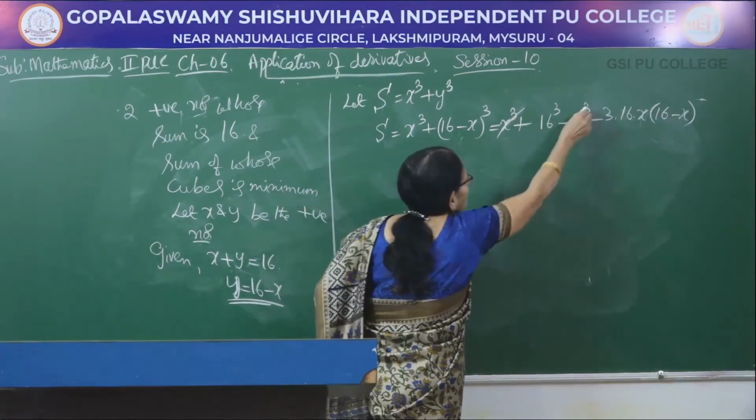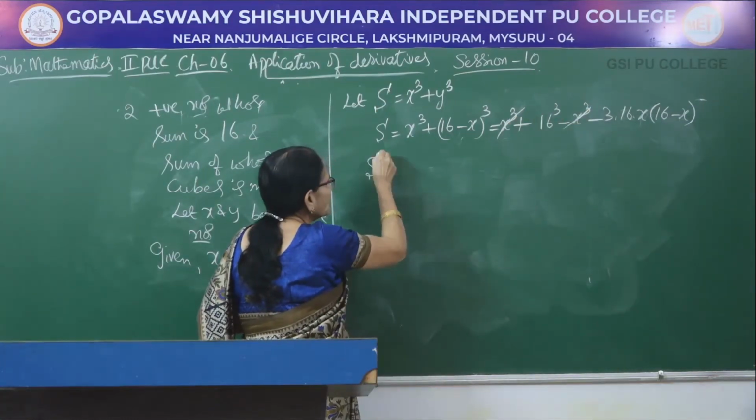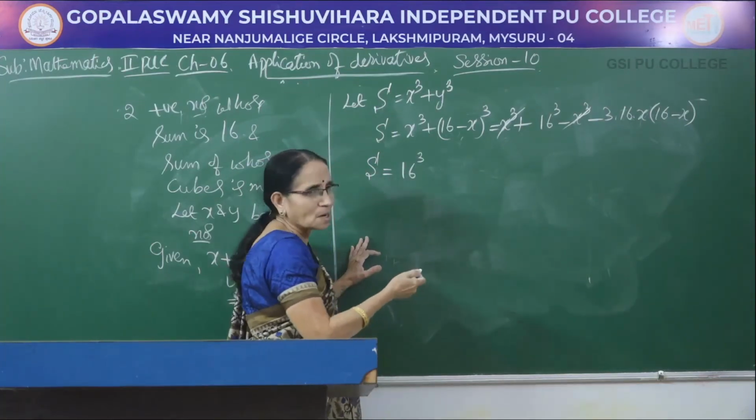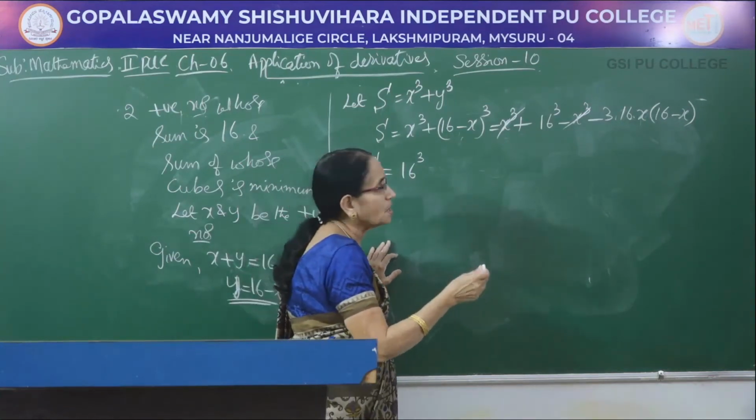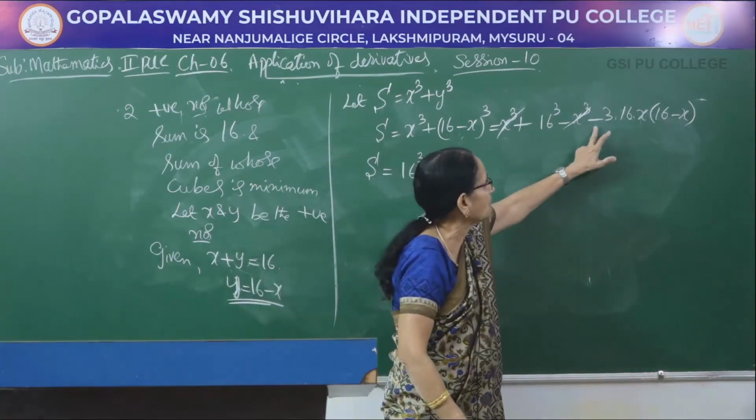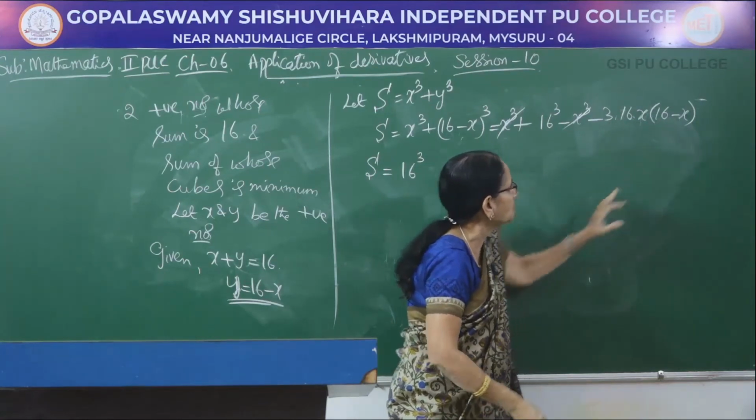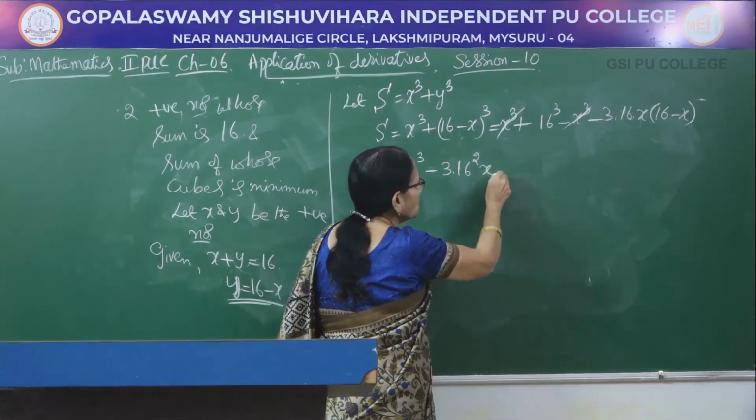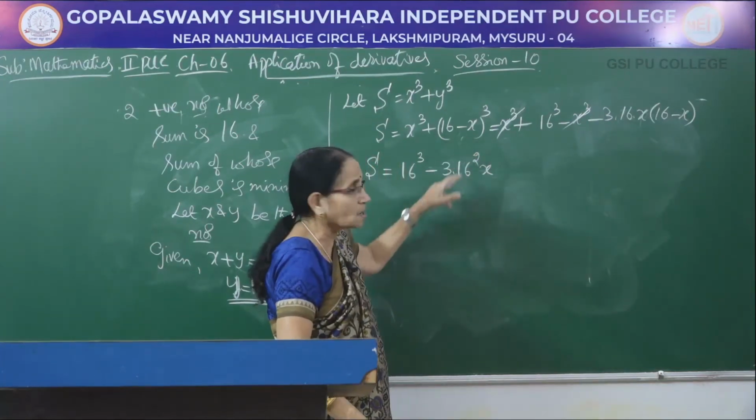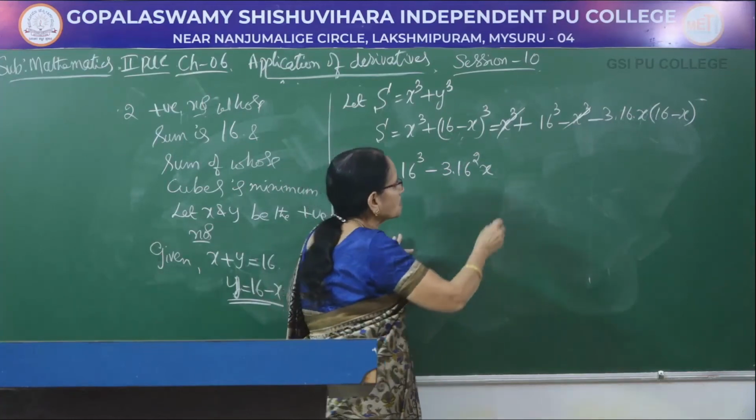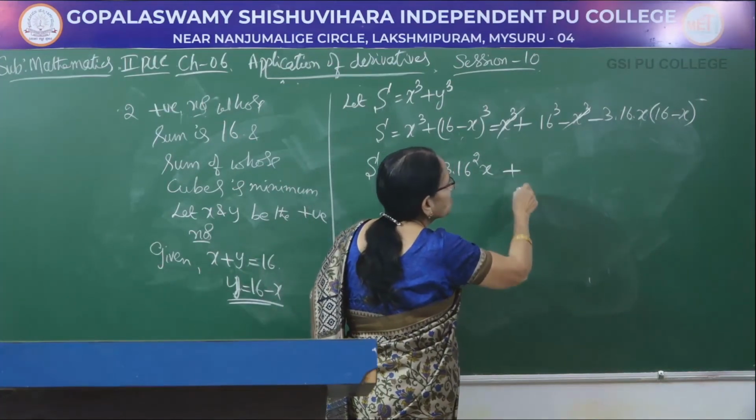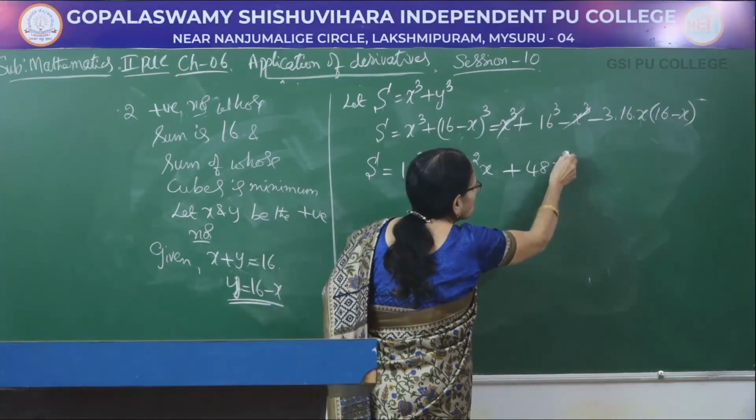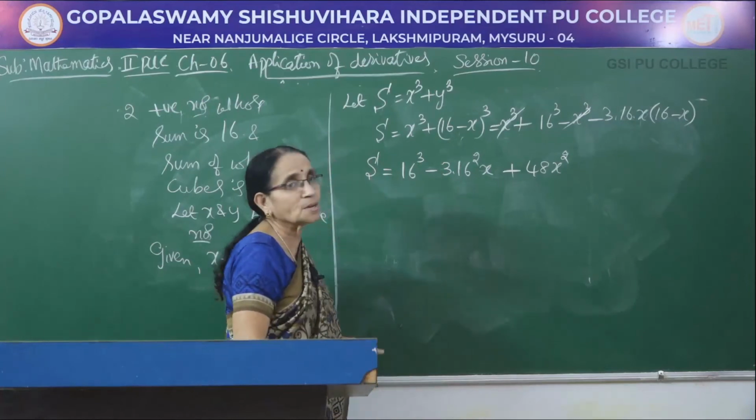Now, why I am expanding is this number gets cancelled. Therefore, S would be equal to 16 cube, you write as it is, it is a constant. When you differentiate, it gets cancelled. Now, let me multiply minus 3 into 16 into 16. You can write it as minus 3 into 16 square into x, or else directly also you can differentiate, both are correct. Then minus of minus plus 3 into 16 into x, that is 48 x into x, x square.